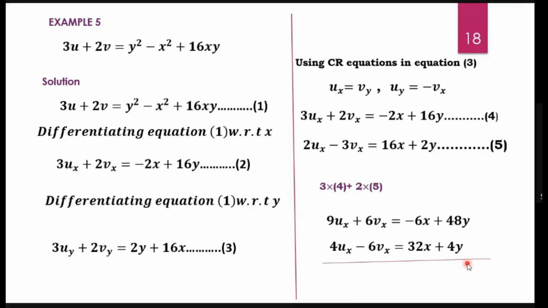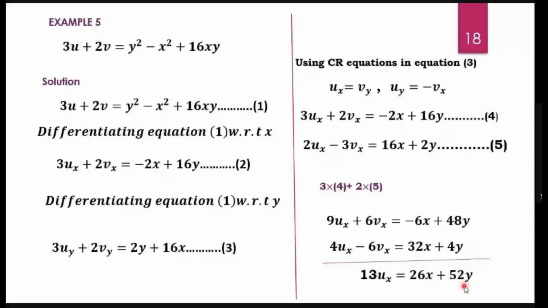Now we have to solve both. These two terms will get cancelled. If I add both the equations, 9ux plus 4ux will become 13ux. How many x here? 32 minus 6, that is 26x. 48 plus 4, that is 52y.